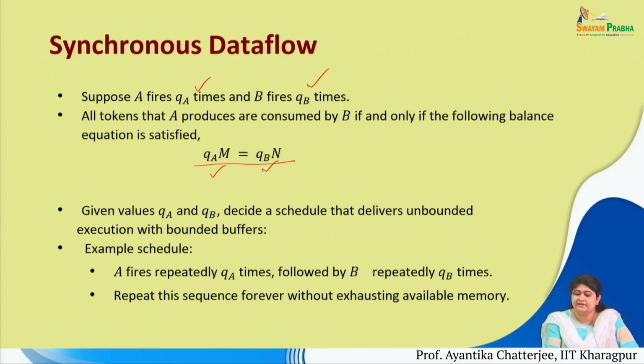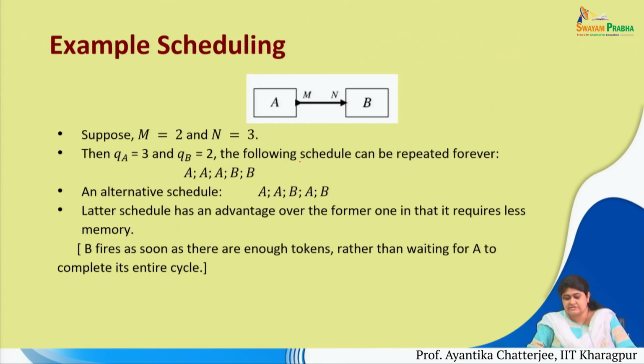So, if we schedule the firing and the number of tokens this way, we can know beforehand that whatever bounded buffer limit I have, all the tokens can be handled within it and there will be no loss of tokens. That in turn confirms that there will be no loss of data. Okay. So, let us see that with an example.